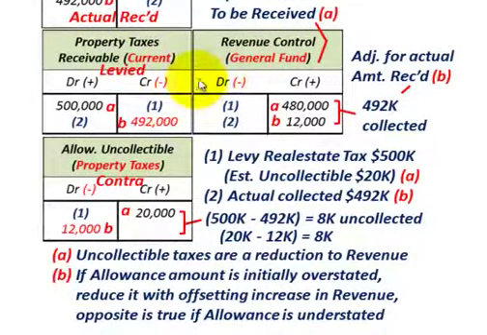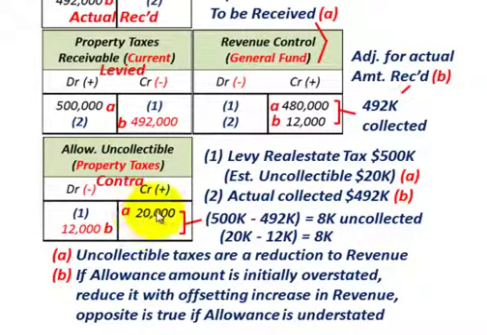Now, going back to our revenue control account, because we had accrued only $480,000 initially when those taxes were levied, we're going to have to make some adjustments to the allowance for uncollectible property taxes and also our revenue control account. So what we would do in this case, you can see we received $492,000 of the $500,000 that was levied, so that would leave us with $8,000 uncollectible.